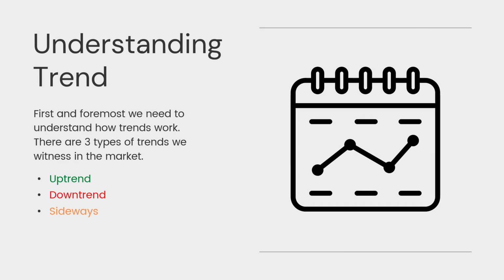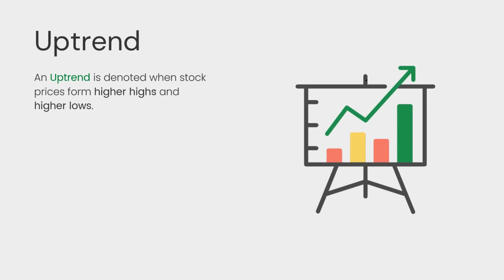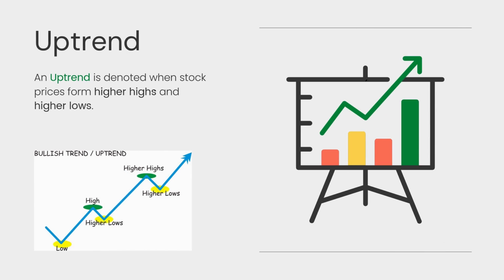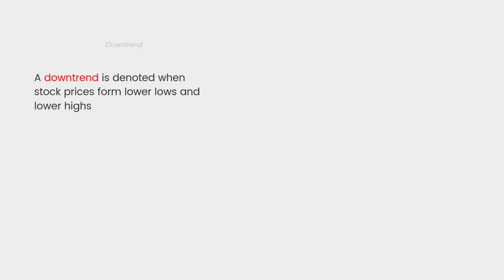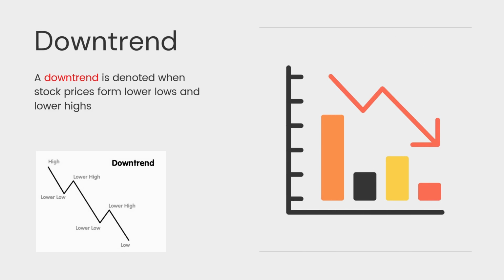There are basically three types of trends we witness in the market: uptrend, downtrend, and sideways trend. Coming to uptrend first. An uptrend is denoted when stock prices form higher highs and higher lows. It looks something like this. Next is downtrend. A downtrend is denoted when stock prices form lower lows and lower highs. It looks like this.